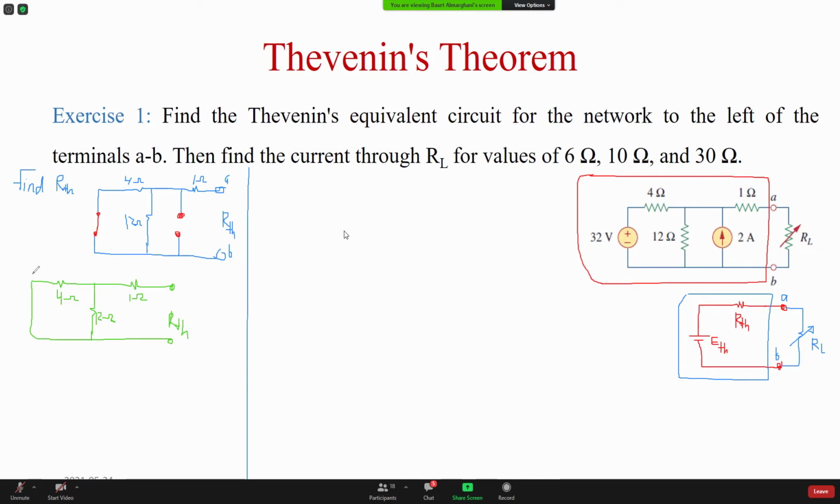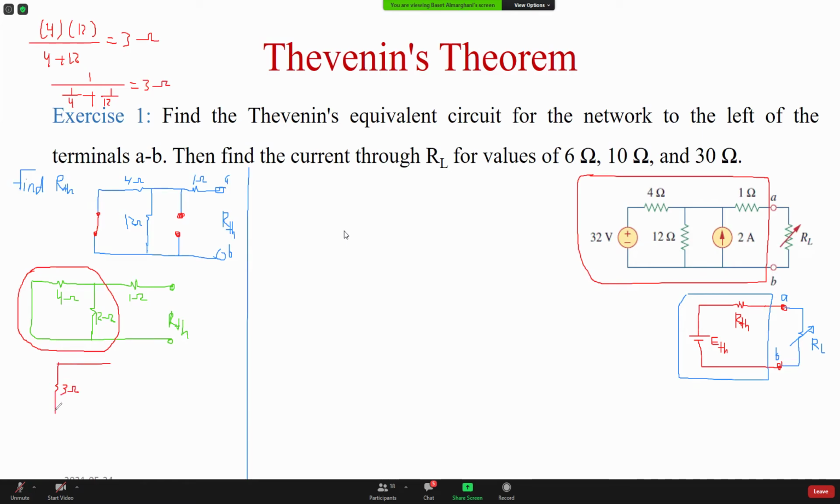Now these two are connected in parallel, and the equivalent for them, 4 and 12, connected in parallel, so I multiply, divide by the sum. It's going to give me 3 ohm. Another way to do it, you can do 1 over 4 plus 1 over 12, and it's going to give you 3 ohm as well. Two ways. So 3 ohm here.